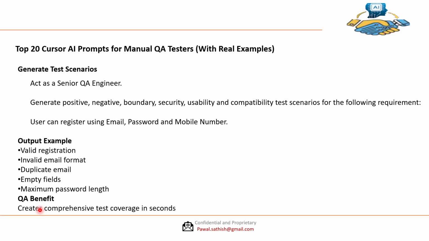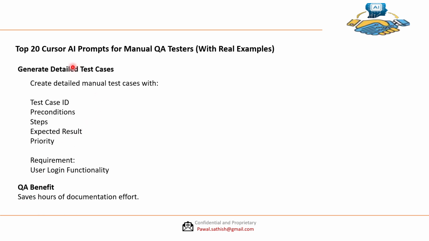After that, we'll start writing detailed test cases, and this is how we give the prompt to Cursor AI: create detailed manual test cases with the fields test case ID, preconditions, steps, expected result, and priority. We need to give the requirement, such as user login functionality, or the user story number here. And definitely, it saves hours of documentation effort.